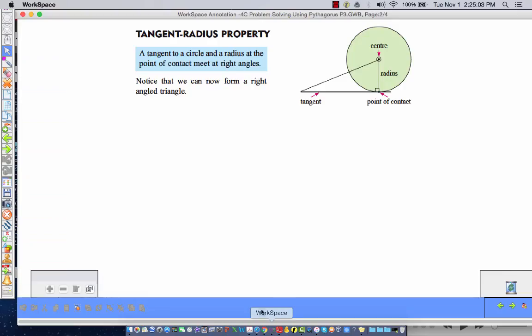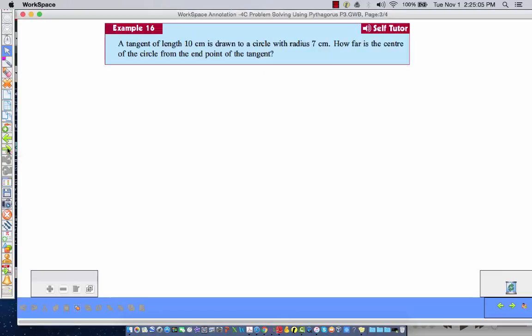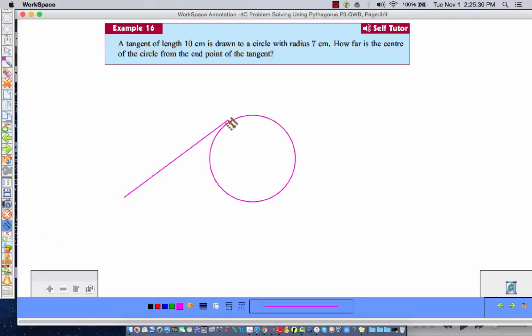All right, so let's do a couple of questions here. A tangent of length 10 centimeters is drawn to a circle with radius 7. How far is the center of the circle from the end point of the tangent? All right, well, we got to draw that. So I'm going to draw a circle there. Now I'm going to just draw a tangent segment. Let's just say it's right about there.